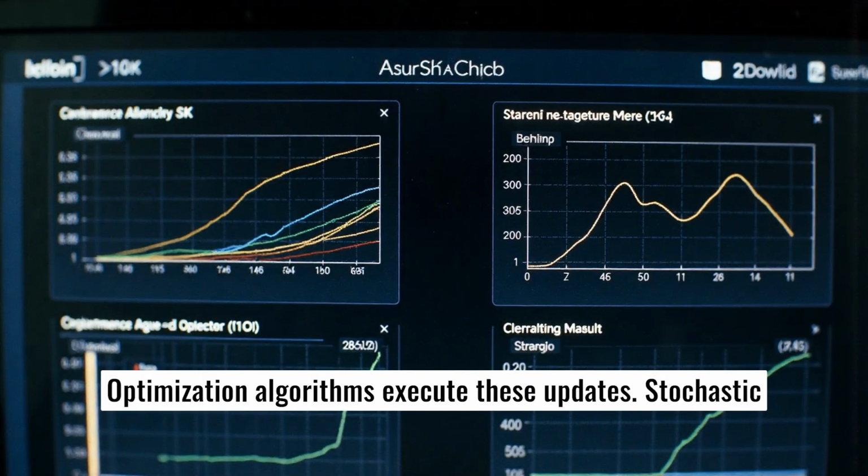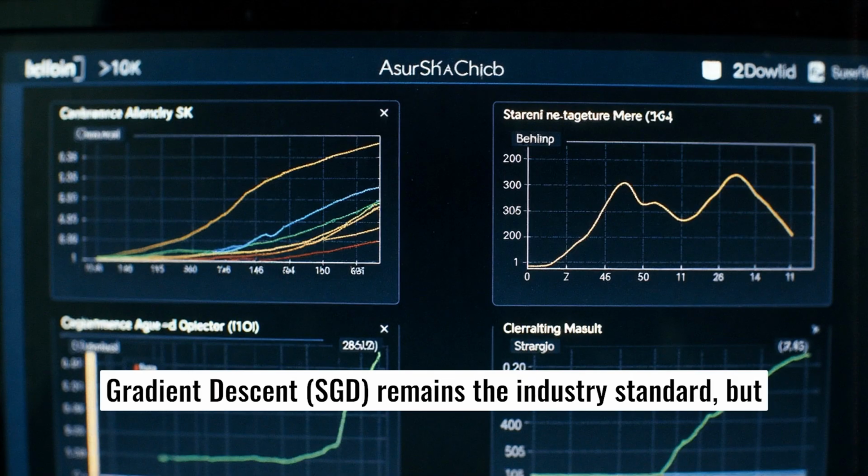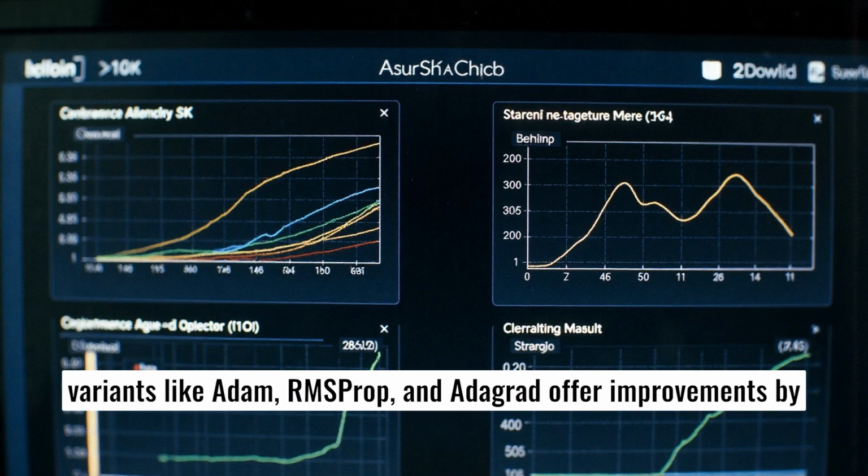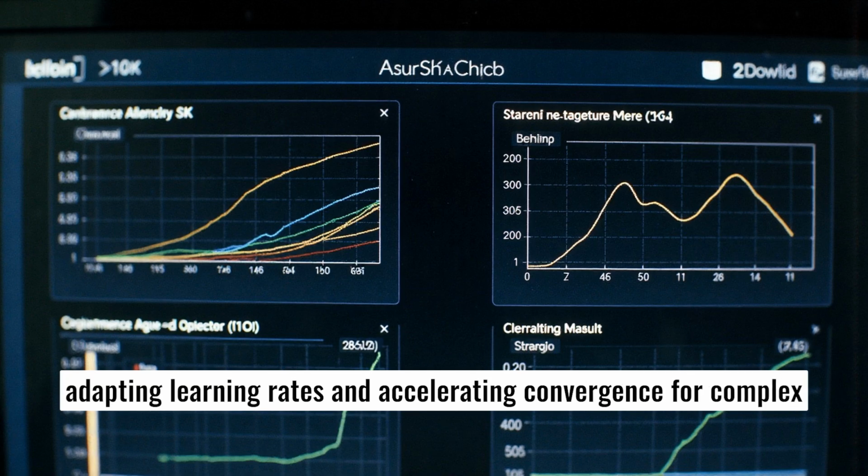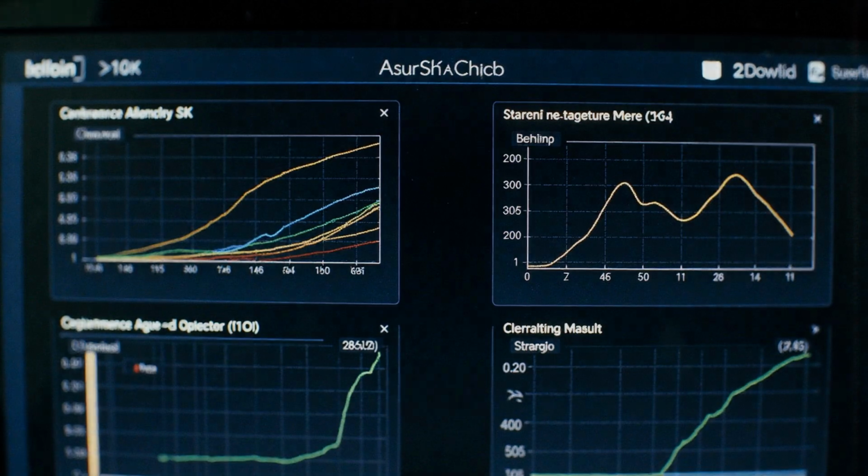Optimization algorithms execute these updates. Stochastic gradient descent, SGD, remains the industry standard, but variants like Adam, RMSprop, and AdaGrad offer improvements by adapting learning rates and accelerating convergence for complex models.